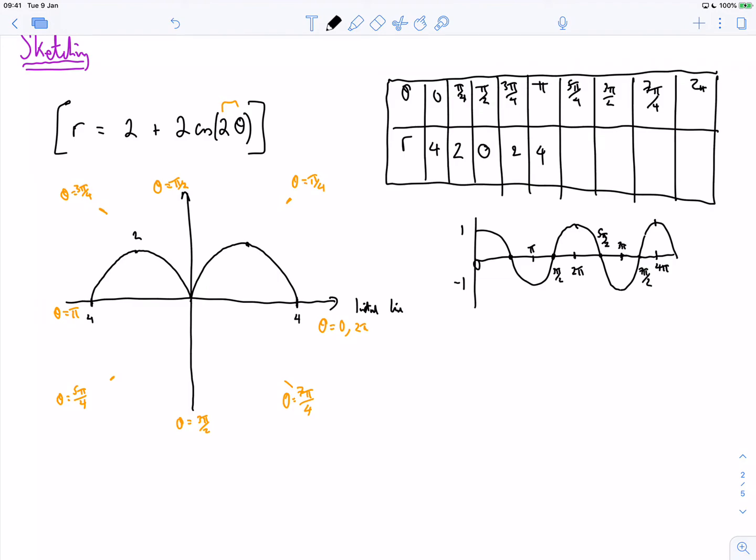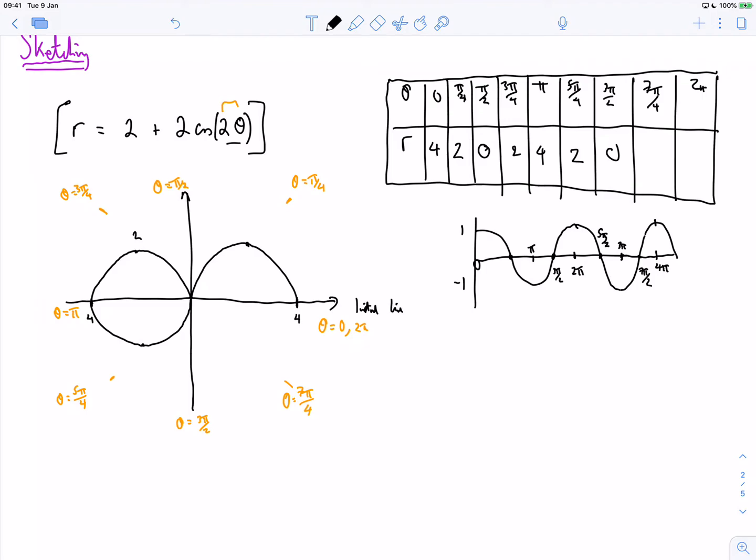So 5 pi over 4 doubled, because we're doubling the thing, is going to be a 0 when I plug it into cosine, so that becomes a 2 again. So it's going to be back here at 2. 3 pi over 2, when I double it, is going to be 3 pi, so it's going to be minus 1. So 2 plus 2 lots of minus 1 is a 0 again, so it's going to pop in like this.